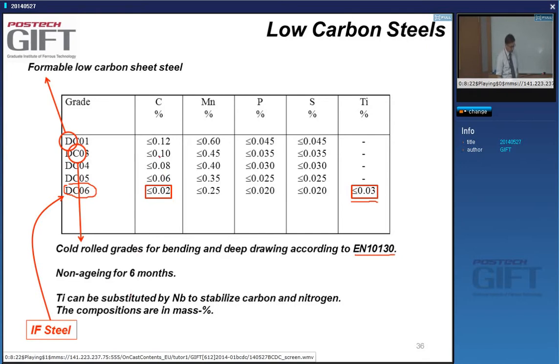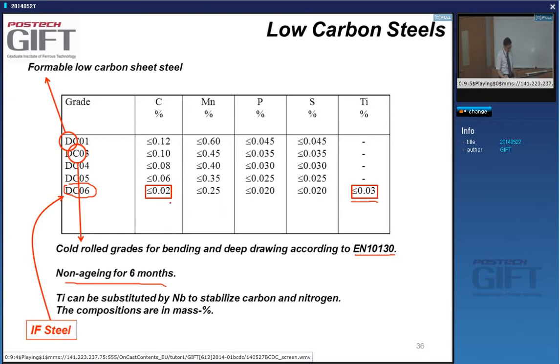These grades have to satisfy a requirement that they're non-aging for 6 months. Why would that be a requirement? Well, many customers will buy coils and then store them for a while till they need them. So that storage period can be a few months. For instance, if it's an automotive company buying, they'll store them, and they want to make sure that there is no strain aging when they start processing this material. So that's this additional requirement.